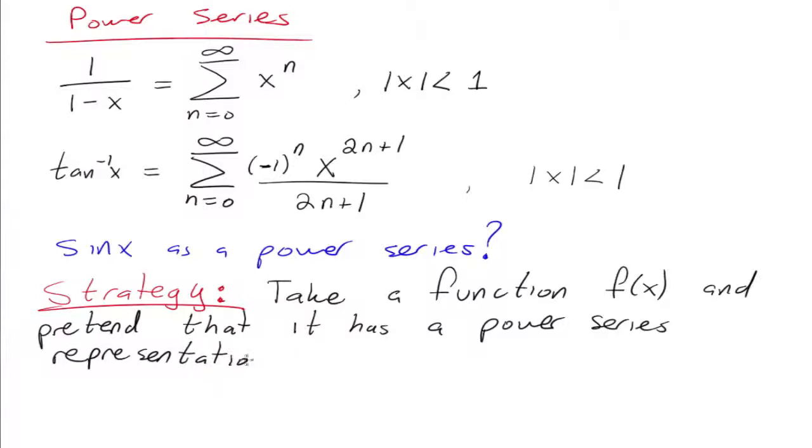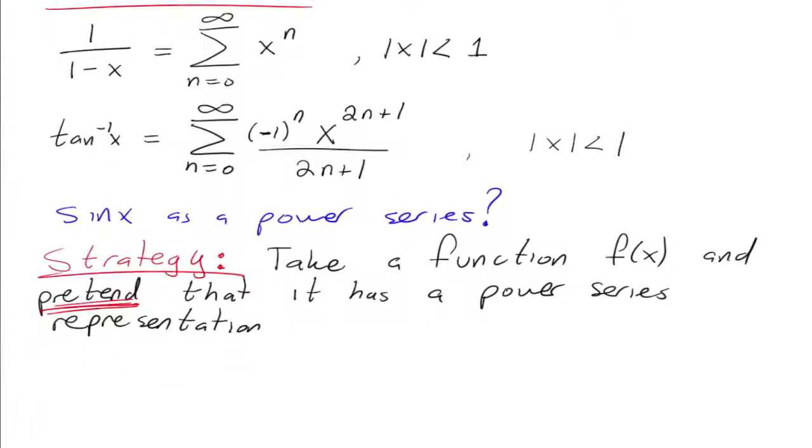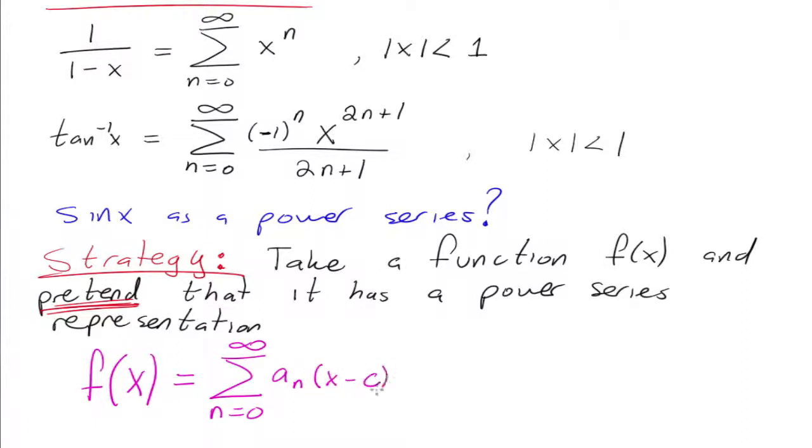I emphasize here that we are pretending we can do this. We don't really know whether every single function in existence has a power series representation, but we're going to pretend. If a function has a power series representation, then it would have to be written as a power series that looks like this: n equals 0 to infinity of a sub n times x minus c to the n, right? Because that's what all power series look like. You have a sequence a sub n, and then you have x minus c raised to the n. So every power series that we have looks exactly like this, just in general.